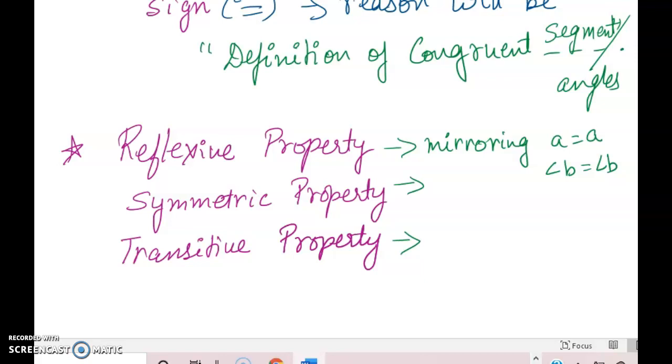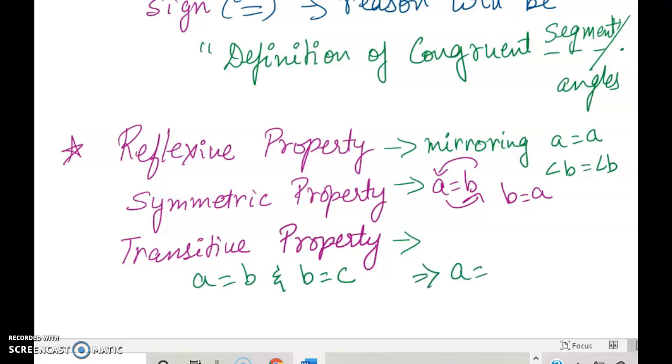Symmetric is if I change the order, then they will also remain the same. What does that mean? That means if A is equal to B, and if I just change their order from right to left, they will remain the same. Transitive property, on the other hand, says if A is equal to B and B is further equal to C, then this implies that A is equal to C. So in this case, B is common between these two.